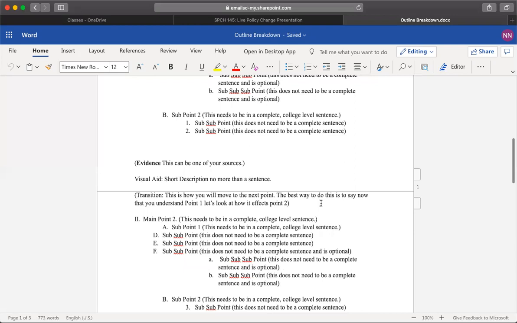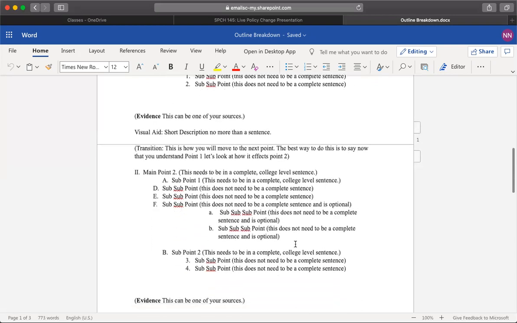So I tell people the best thing to do is, in one sentence, you're going to review what you just talked about and preview what you're about to talk about. So nothing super long, super complex. One sentence to do both of those things. Now we know that we are moving on from point 1 to point 2.